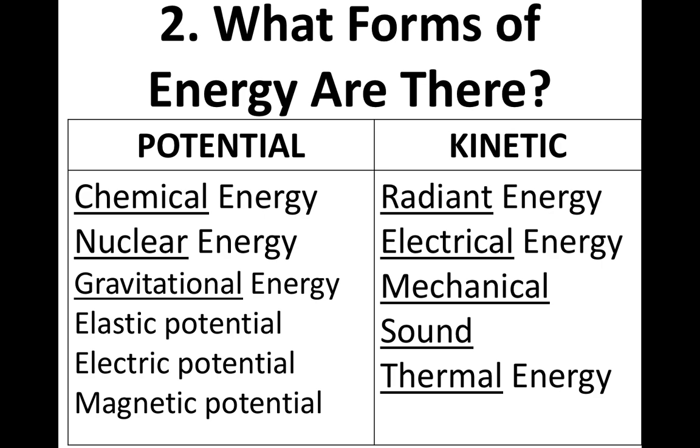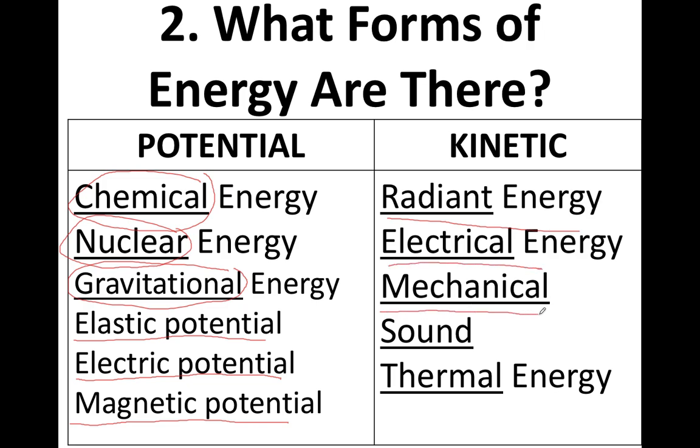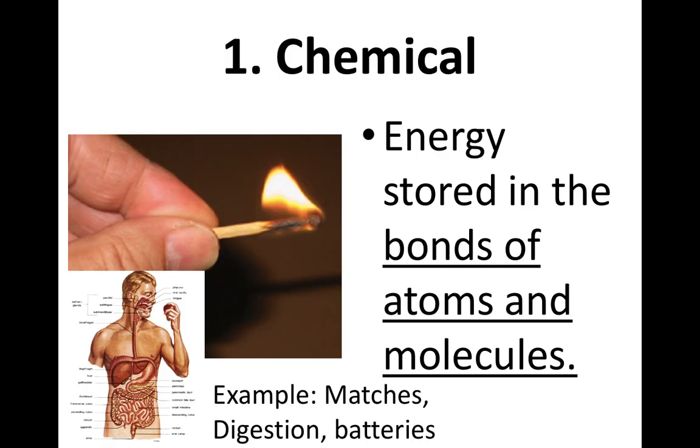So, different forms of potential energy include chemical energy, nuclear, gravitational, elastic potential, electric potential, and magnetic potential. Examples of kinetic energy include radiant, electrical, mechanical, sound, and thermal. We're going to take a look at each one in more detail. So, forms of potential energy.